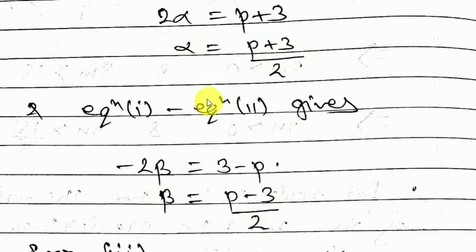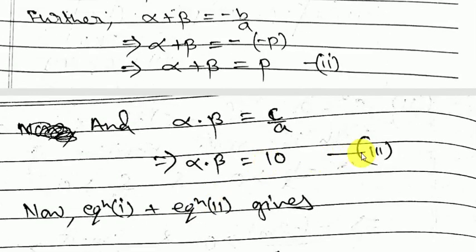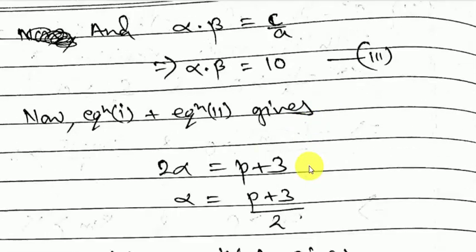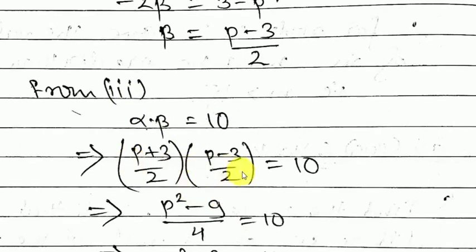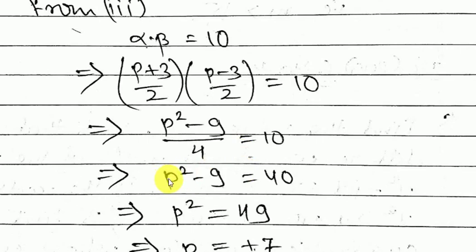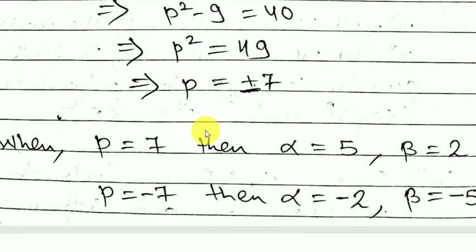Now I will use these values of alpha and beta in equation 3. In equation 3, alpha into beta is equal to 10. So now I know the value of alpha in terms of p, and the value of beta in terms of p. Substitute these values, and I would get p square minus 9 is equal to 40, p square is equal to 49, p is equal to plus minus 7. So I got the value of p.